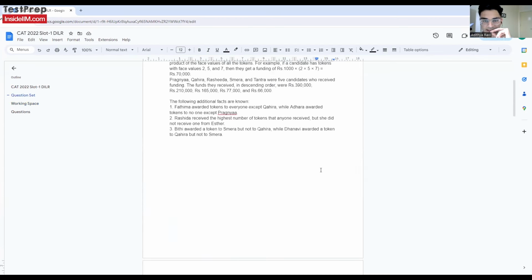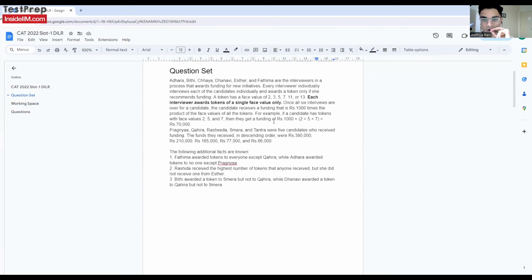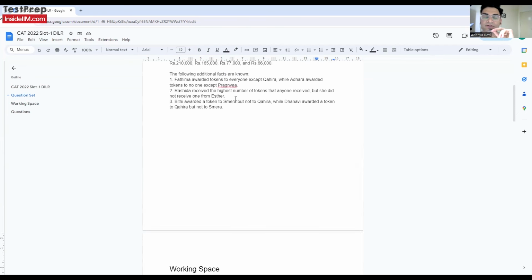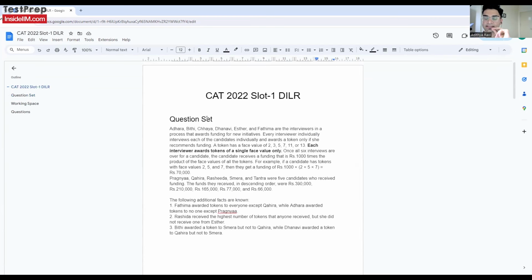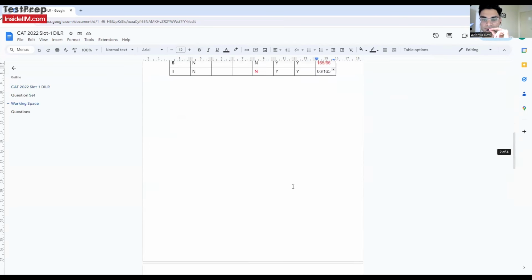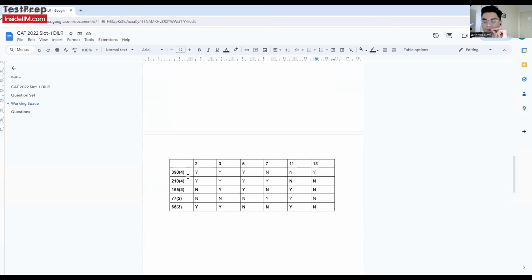Let's just quickly review what we have done here. We were told that there are 6 interviewers handing out specific number of tokens. And based on three points, we made some headway into the set, saying that F has awarded tokens to these many people, A has not awarded, and filled up some blanks. Then we try to get some sort of a relationship between the token values and the values collected by our candidates. For this, we made a comprehensive table where we were able to express all of these numbers as products of some prime number token values.